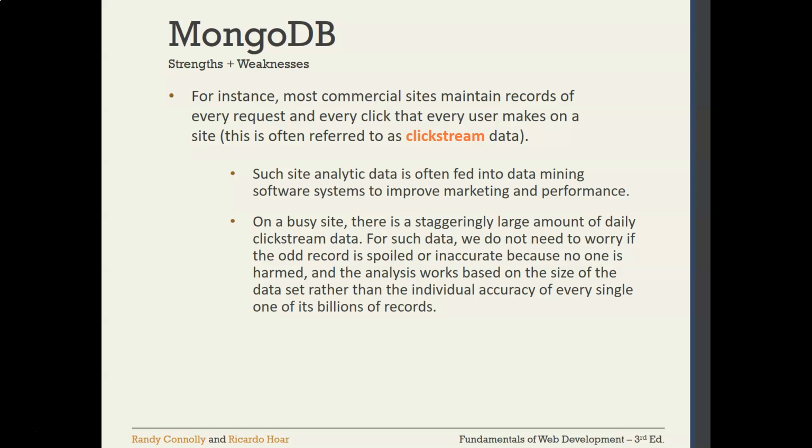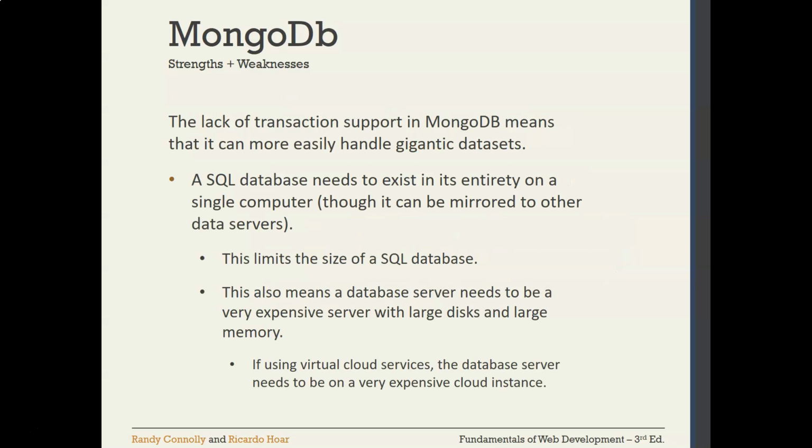For such data, who really cares if some of our billions of records that we're collecting every day is inaccurate or is spoiled or whatever. That makes no difference, right? What we're interested in is the size of the data set, and then doing some sort of statistical inferences based on all of that data. So in that particular case, we don't really need transactions, right? And because we don't need transactions in MongoDB for certain types of data, it means it can actually more easily handle really large data sets and store them.